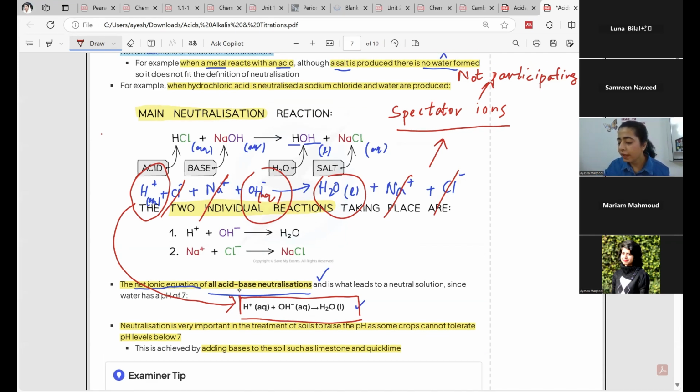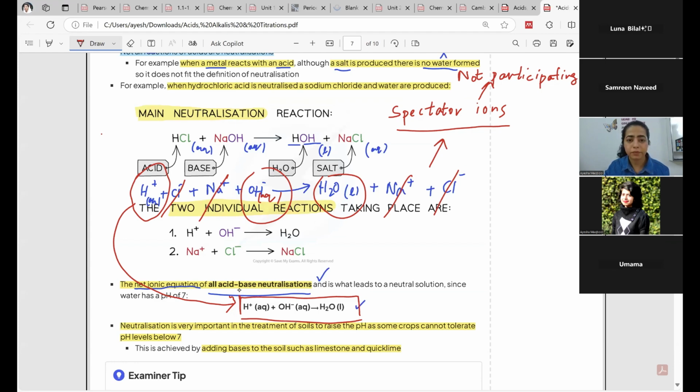Is there any question? Yes, Samreen. Miss, if they change their states, they are not spectator, right? If they are changing the state, then they are non-spectator. We have only spectator ions, which are basically the same on both sides with the same state, and we can cancel them.